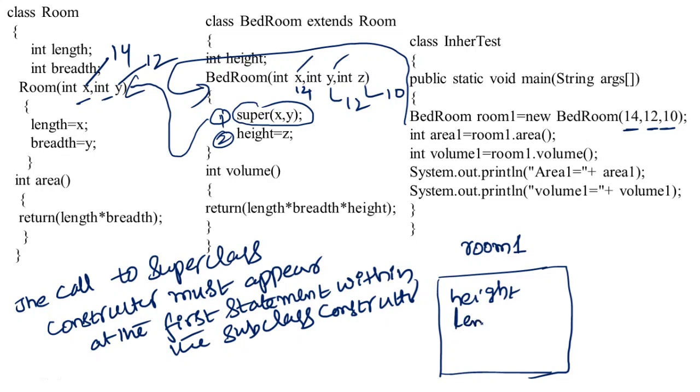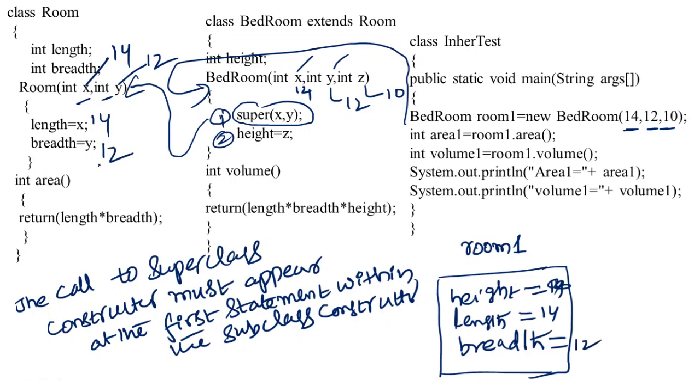Therefore, I will get length, and I will also get breadth. Now, length equal to X means length equal to 14. Breadth equal to Y. What is my Y value? My Y value is 12. Therefore, it must be 12.